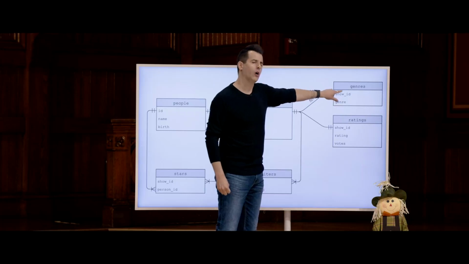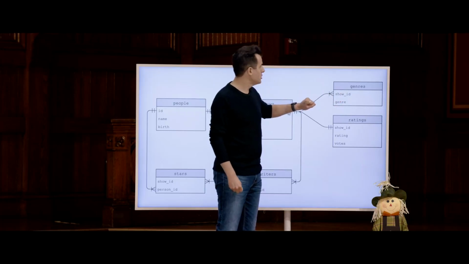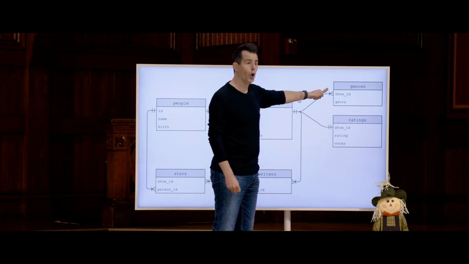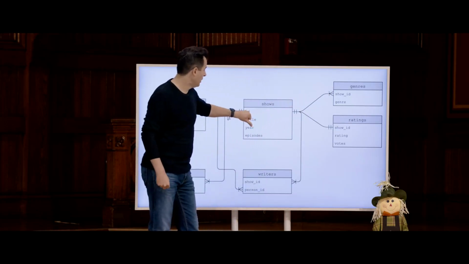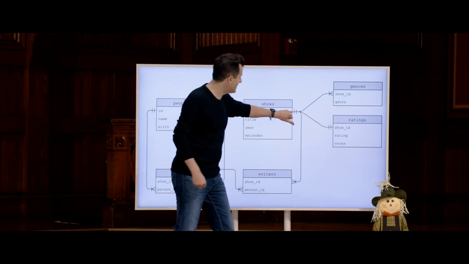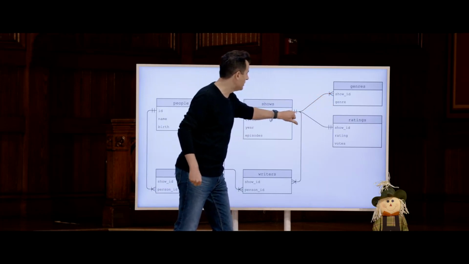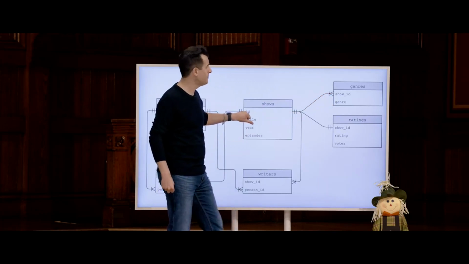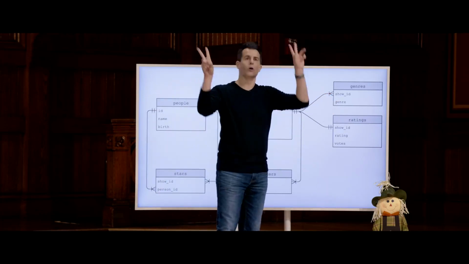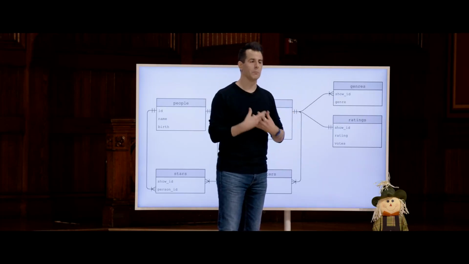Every row in the genres table, we'll see, has 2 items. A show ID, which relates to the ID of a show. And that's why these lines literally line up with that specific column name. And a genre, which is going to be like quote-unquote comedy, quote-unquote drama, or something else.